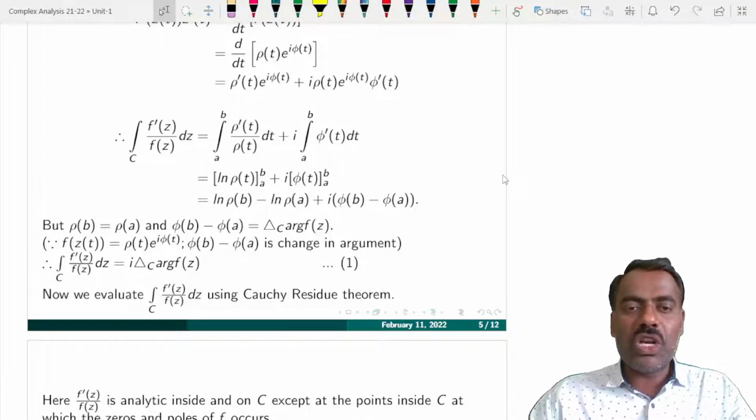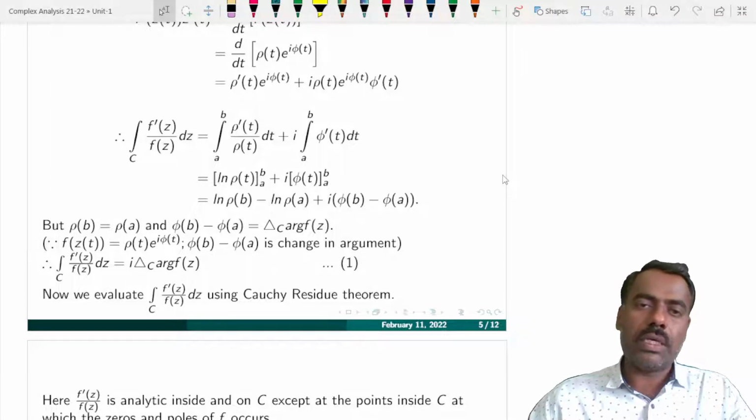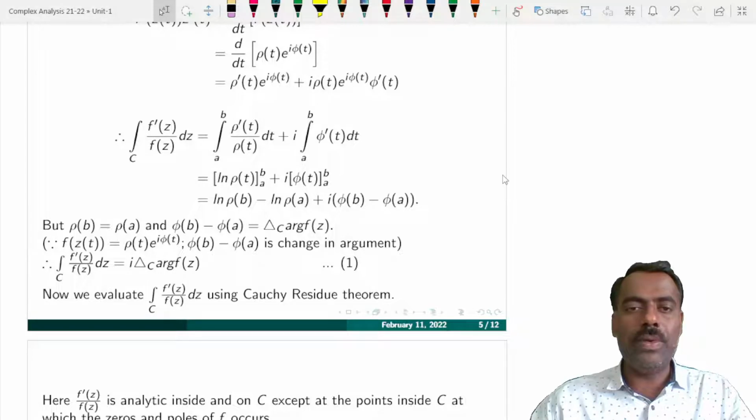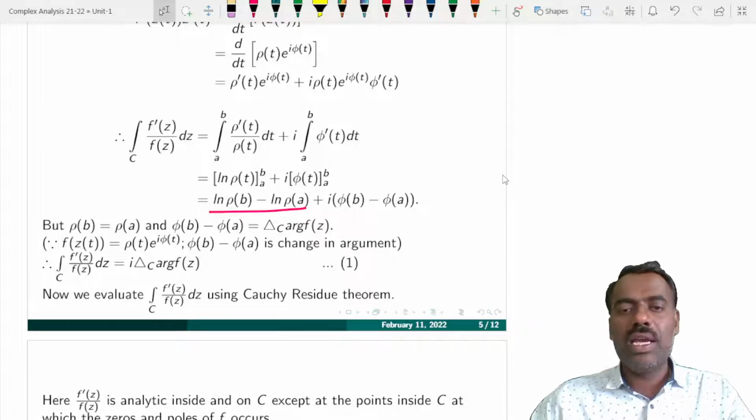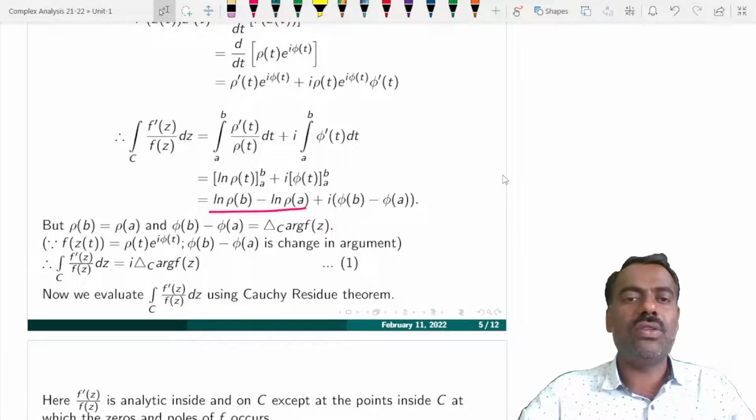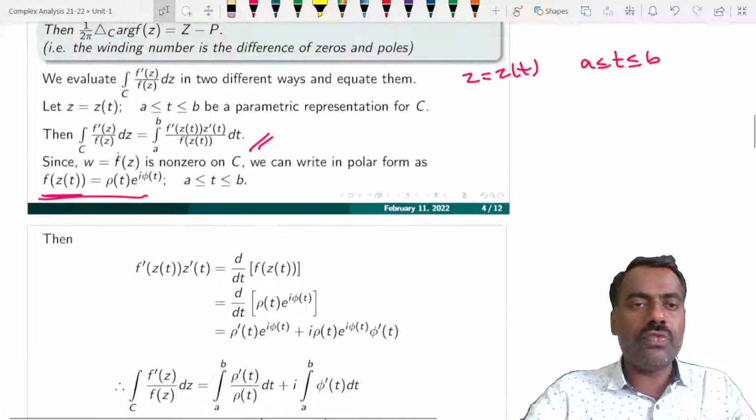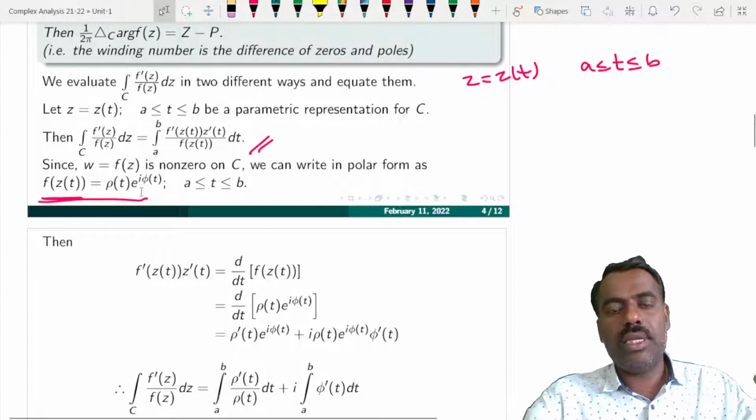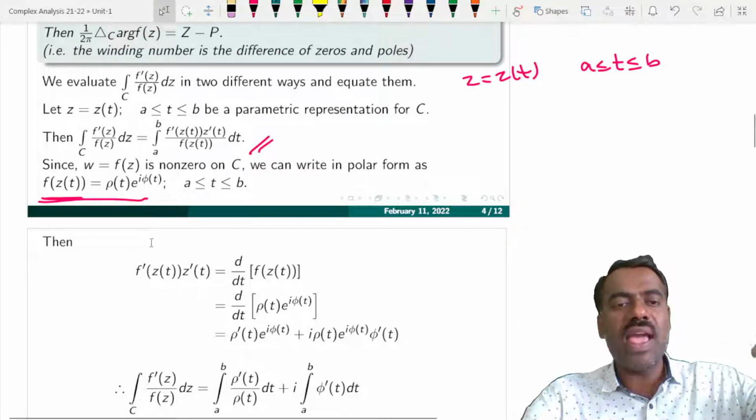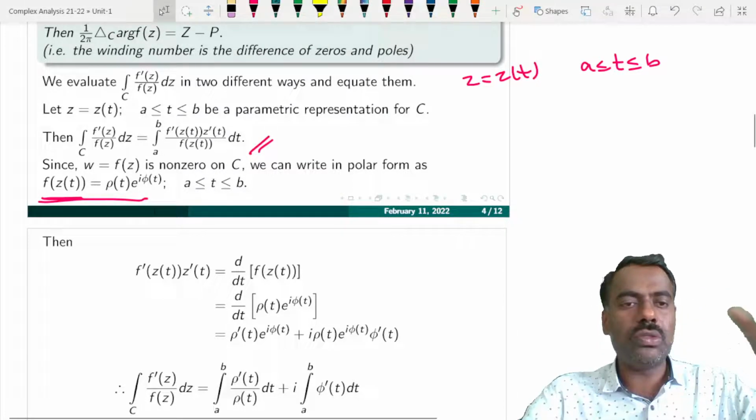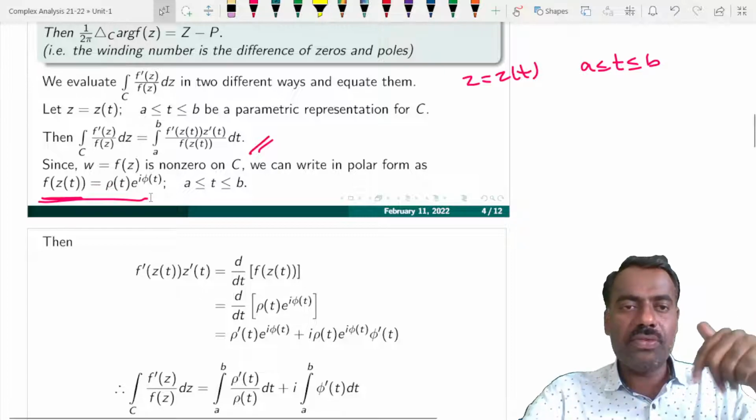This is nothing but natural logarithm of rho of t from a to b, and this is i times phi of t from a to b. When you substitute the limits, what we will get is natural logarithm of rho of b minus natural logarithm of rho of a, plus i times phi of b minus phi of a. Okay, and remember this rho, what we have here is the constant radius. What will change is only the angle, right? When you rotate through that curve, only the radius will be there.